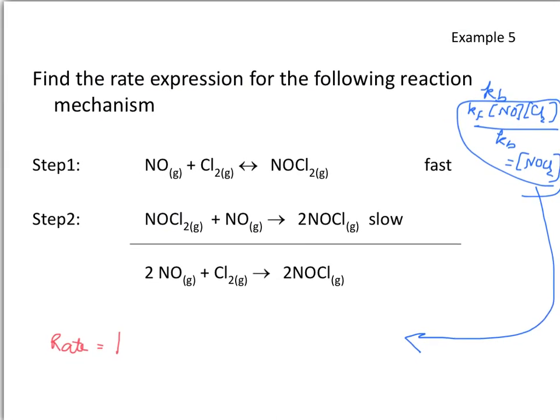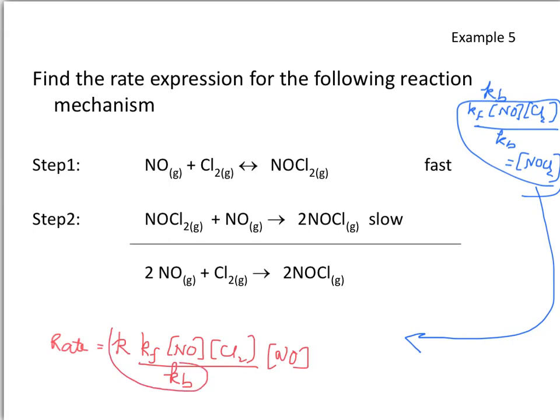K times Kf times NO times Cl2 divided by Kb, and this whole thing is being multiplied by NO. So now you have three constants, K, Kf, Kb, and if you have three constants, you multiply or divide them, you are going to end up with a new constant. Let's call that a K prime.